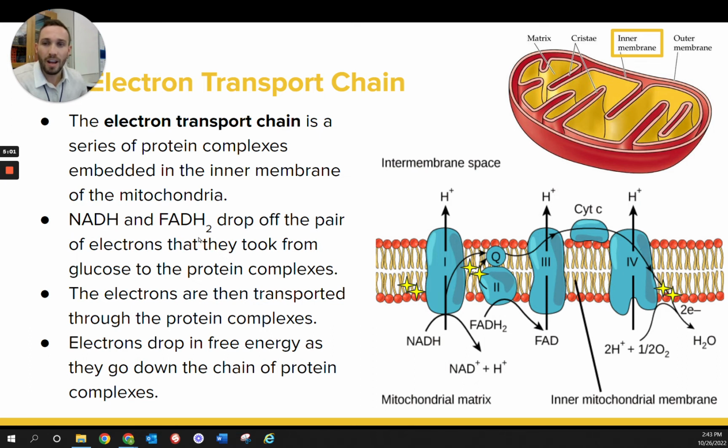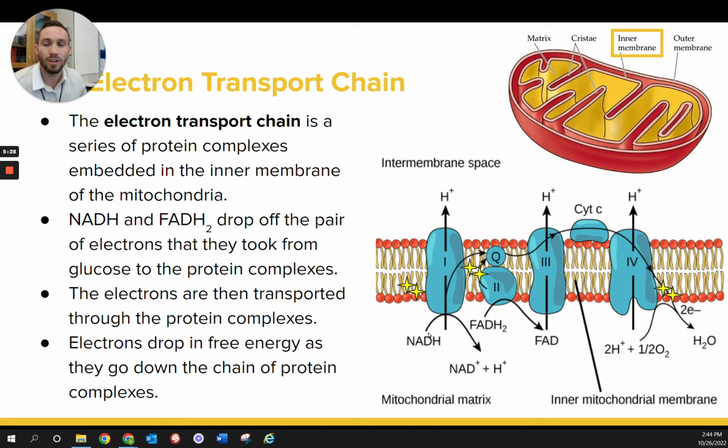And this is where NADH and FADH2 are going to drop off those high energy electrons that they stole from glucose. So they used to belong to glucose at one point, and now they snatched those electrons and they're taking them here. And so what's going to happen is that these electrons are going to travel through these proteins. They're going to be passed along from protein complex to protein complex. And as they do that, their free energy is going to drop.